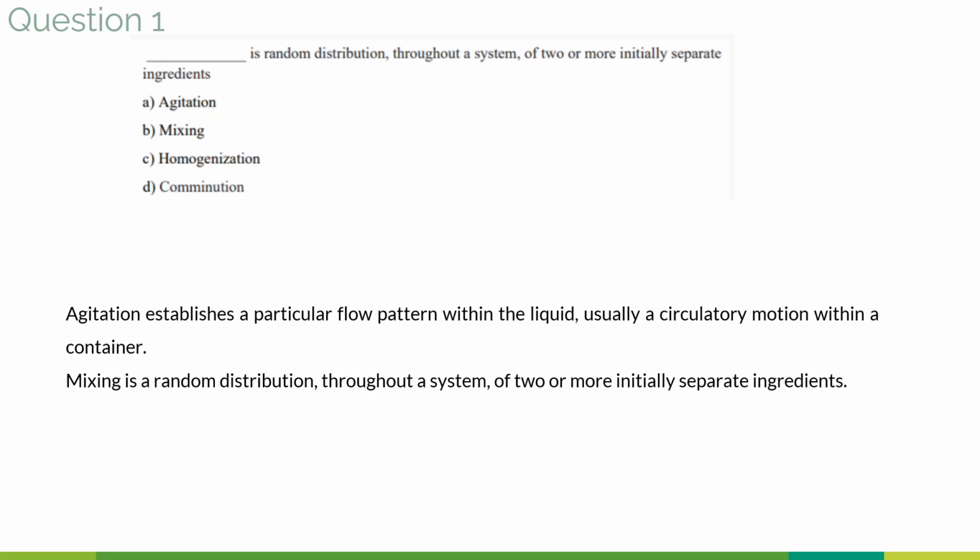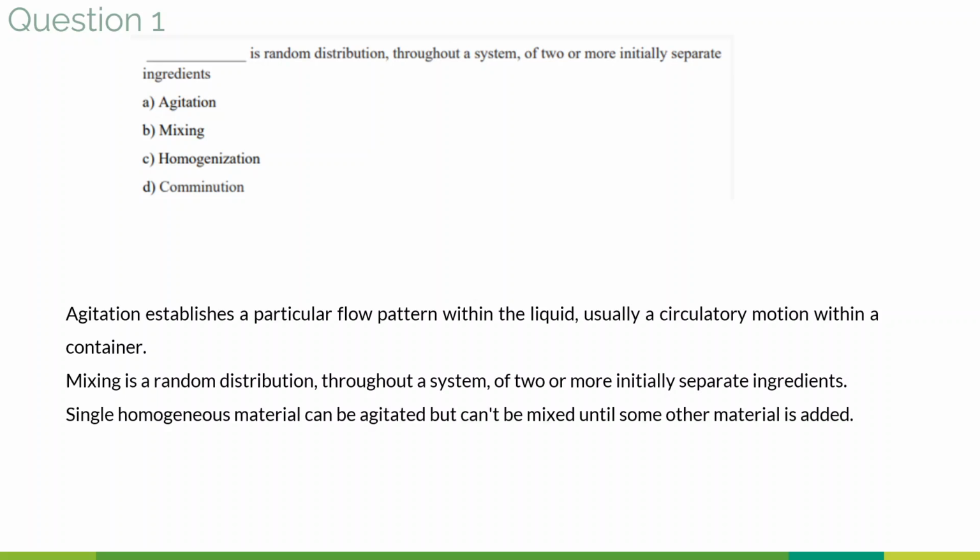week's videos. So a single homogeneous material can be agitated but cannot be mixed until some other material is added. As I said, agitation is the term you prefer for a system having a single component, and when you have more than one component, you use the term mixing, where two initially separate ingredients are mixed to get a homogeneous material. So the answer is option B.